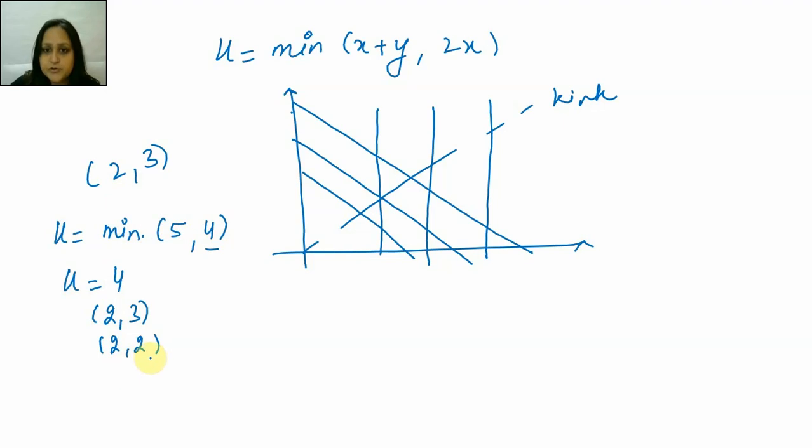Yes, 2 comma 2 is also a point. In fact, 2 comma 2 is the point which is lying on the kink. So can I identify this point here? This point here. So this point is 2 here and this point is 2 here.